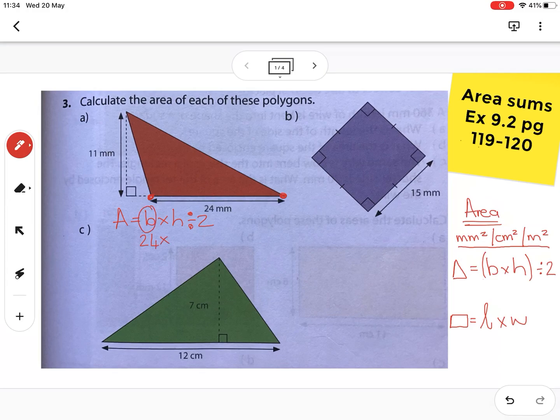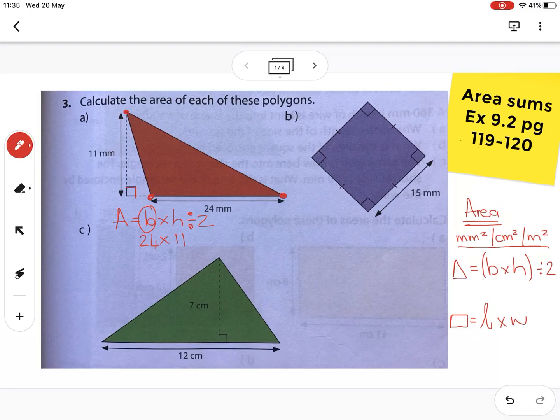Then the height. Now the height needs to be perpendicular. In other words, it needs to go straight up. It needs to make a 90-degree angle with the base. But that does not have to touch the base. It can be measured outside the triangle or inside the triangle. And in this case, to reach your highest point from your base, you'll need to measure on the outside of the triangle. But that's given here as 11. So you use that 11.